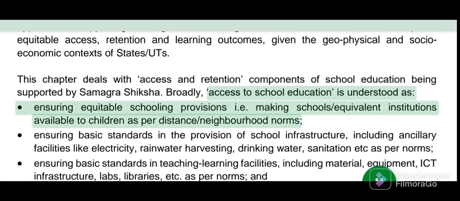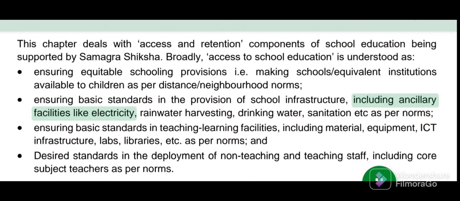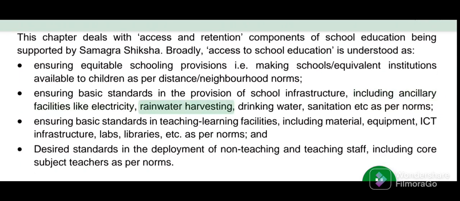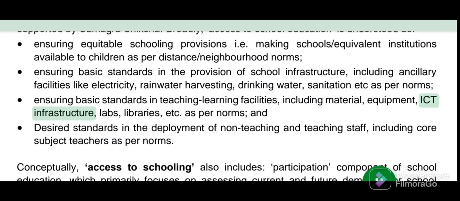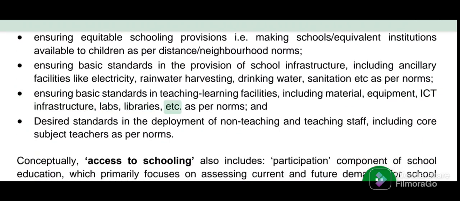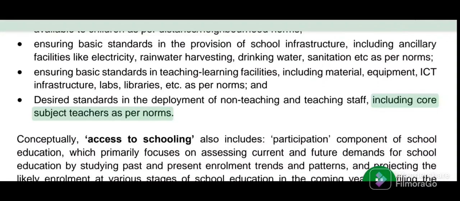Broadly, access to school education is understood as ensuring equitable schooling provisions, i.e. making schools equivalent institutions available to children as per distance neighborhood norms. Ensuring basic standards in the provision of school infrastructure, including ancillary facilities like electricity, rainwater harvesting, drinking water, sanitation etc. as per norms. Ensuring basic standards in teaching learning facilities, including material, equipment, ICT infrastructure, labs, libraries, etc. as per norms. And desired standards in the deployment of non-teaching and teaching staff, including core subject teachers as per norms.